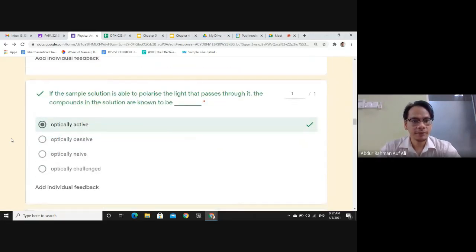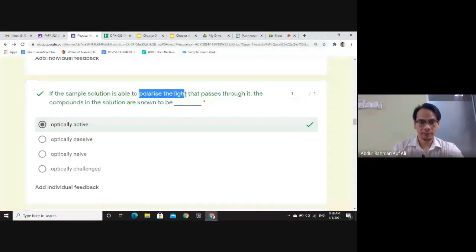Next question, if the sample solution is able to polarize the light through it, the compounds in the solution are known to be, jawapannya adalah optically active. Okay, so polarize the light means dia boleh rotate the light. Okay, so any compound, any molecule yang boleh rotate light, kita panggil dia sebagai optically active.